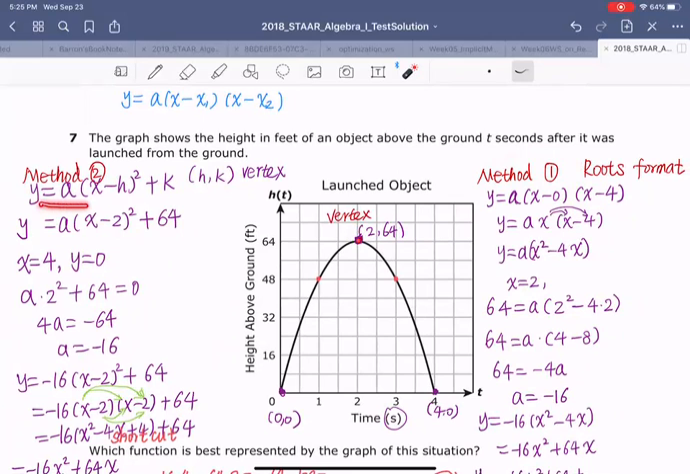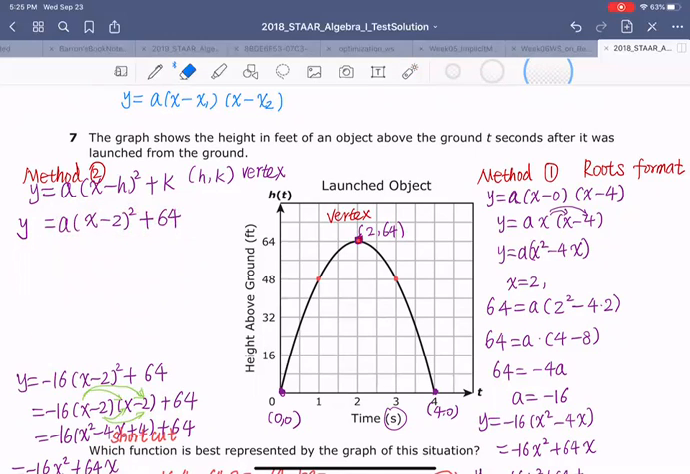Second method, we are going to use the vertex format, okay? Who is the vertex? 2, 64. So we do A times X minus 2 squared plus 64. And when you have this, you can use 0, 0: X equals 0, Y equals 0 to find out A. You can use 4, 0: X equals 4, Y equals 0 to find out A.